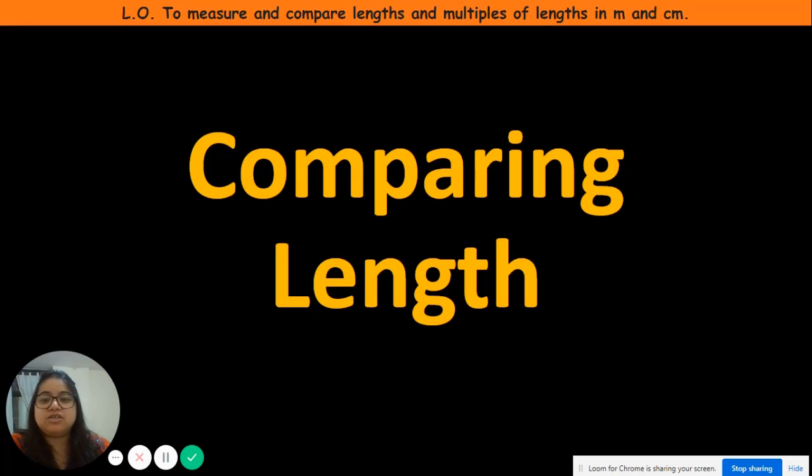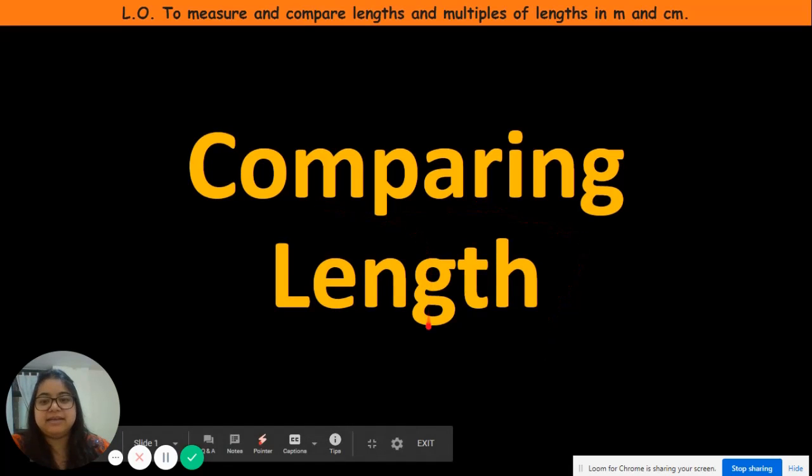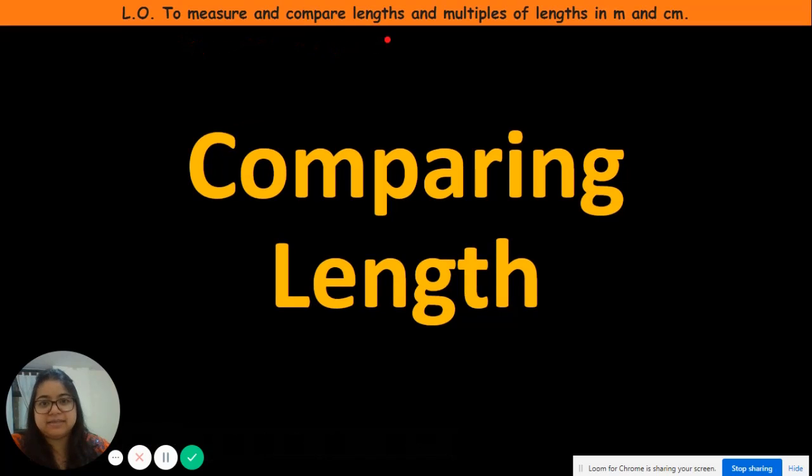Hello, children. Our topic for today is comparing length. And our objective is to measure and compare lengths and multiples of length in meters and centimeters. So let's go ahead.